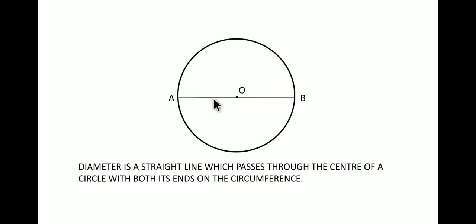So diameter AB is actually equal to 2 of the radius, from here to here and from here to here. So we can say that one diameter of the circle is equal to 2 times the radius, or simply D, diameter, is equal to 2 times radius R. So D is equal to 2R is the formula which is very important.